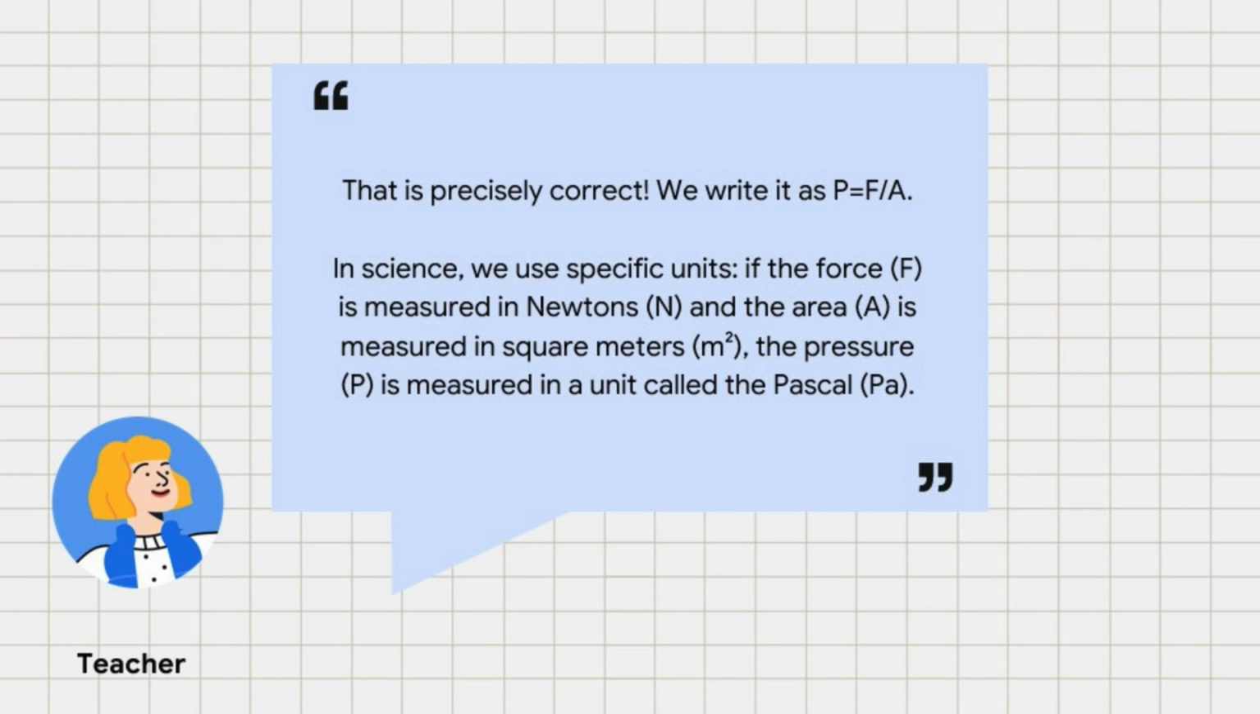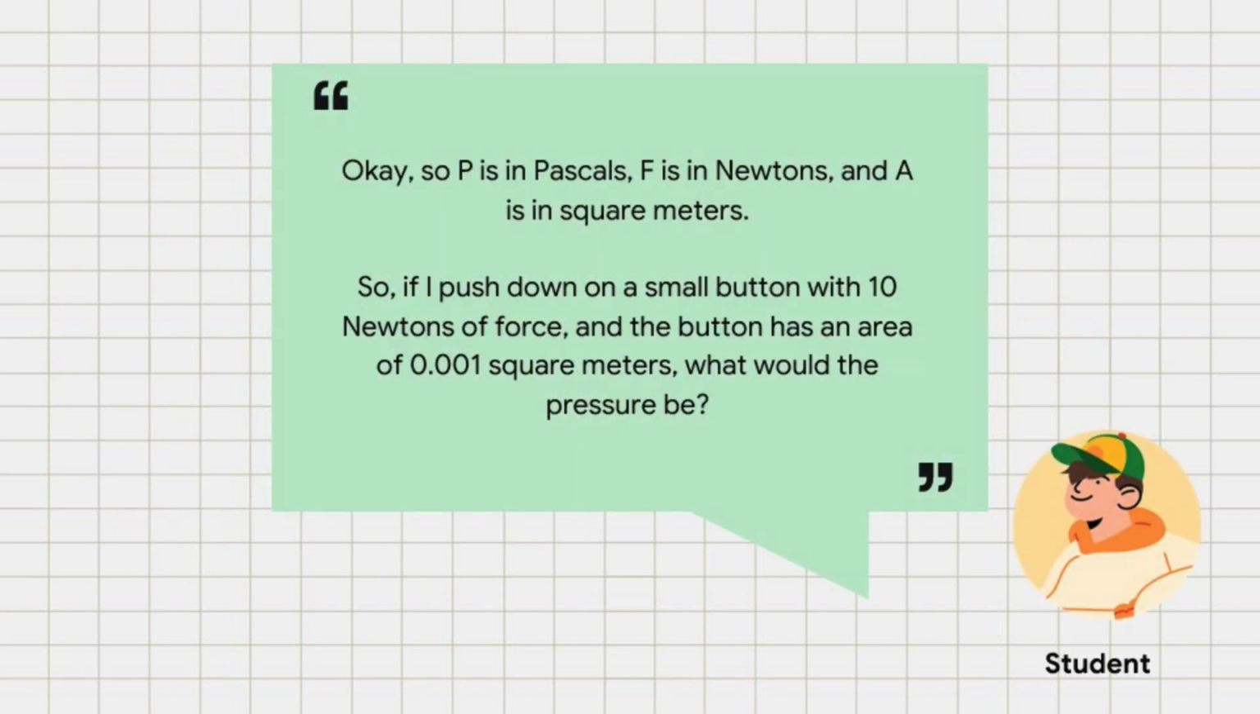In science, we use specific units. If the force, F, is measured in newtons, N, and the area A is measured in square meters, m squared, the pressure P is measured in a unit called the Pascal, Pa. Okay, so P is in pascals, F is in newtons, and A is in square meters.